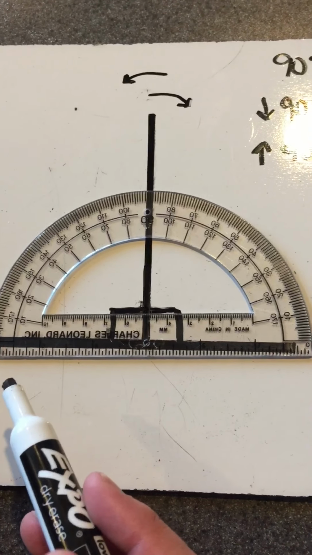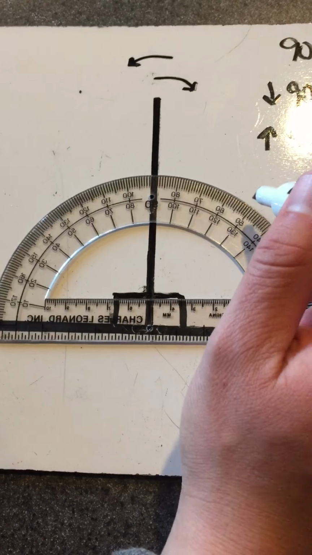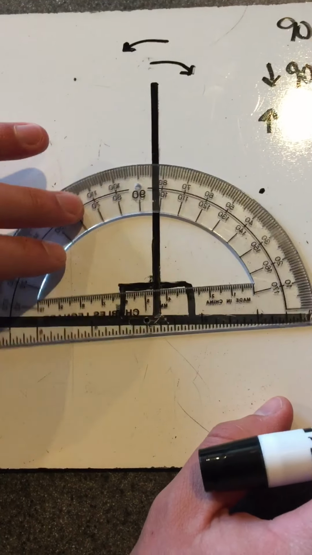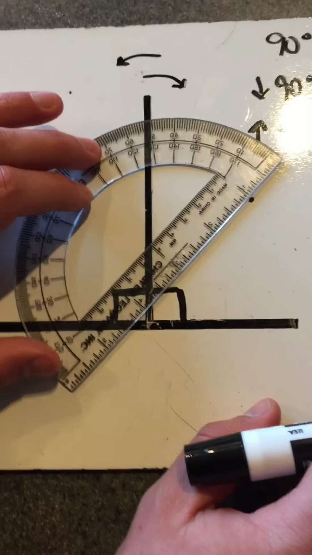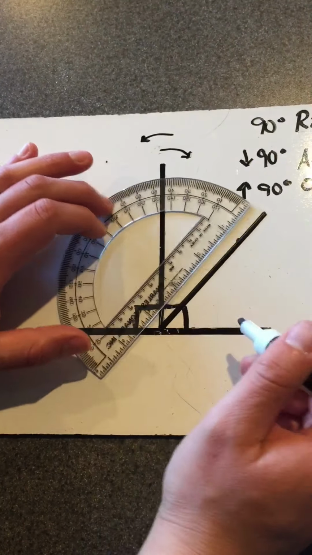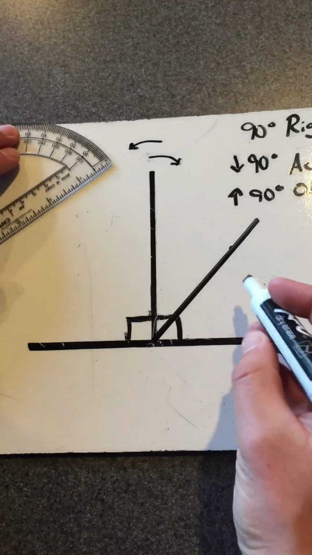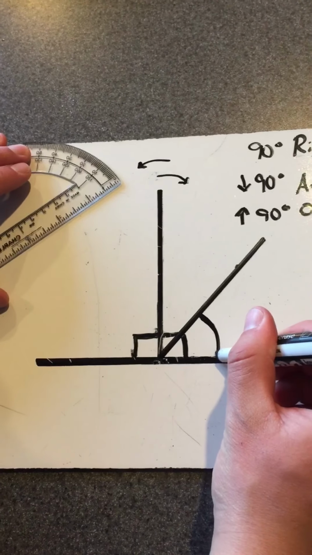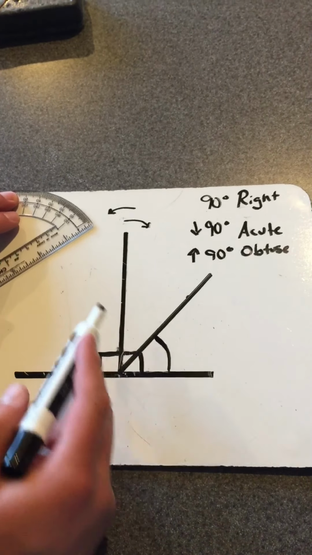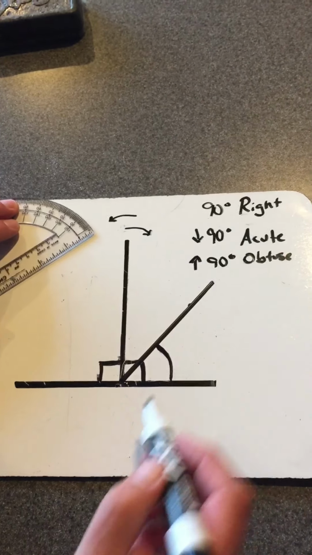Now what you have to ask yourself, let's say I put a mark right here. I'm going to make a line from my vertex to that mark right there. Looking at this angle, is this angle more or less than 90 degrees? Well, it's going to be less. This would make it an acute angle.